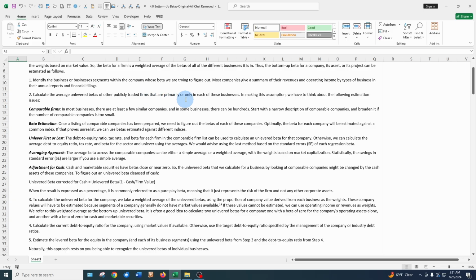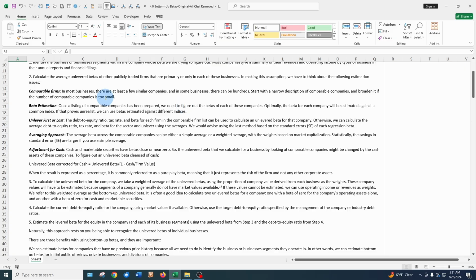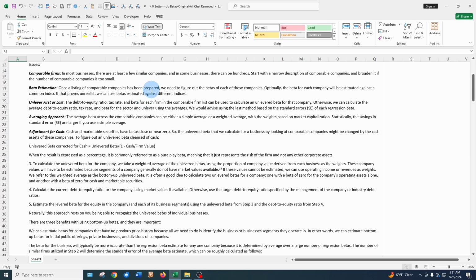Calculate the average unlevered betas of other publicly traded firms that are primarily or only in each of these businesses. In making these assumptions, we have to think about the following estimation. Comparable firms. In most businesses, there are at least a few similar companies. In some businesses, there can be hundreds. Start with a narrow description of comparable companies and broaden it if the number of comparable companies is too small.